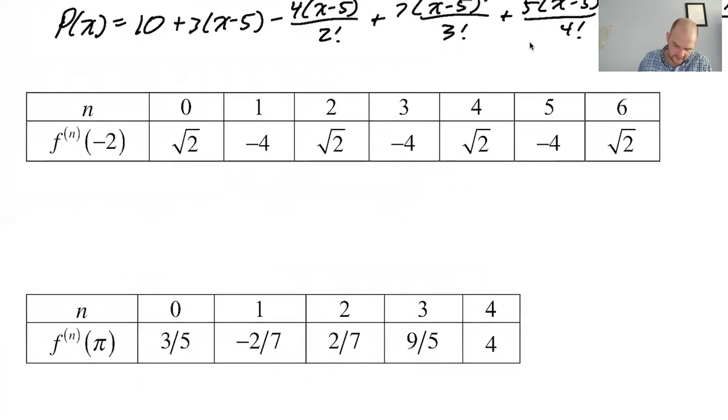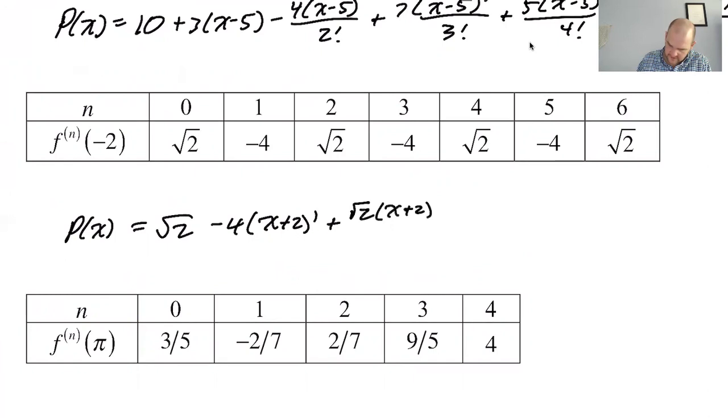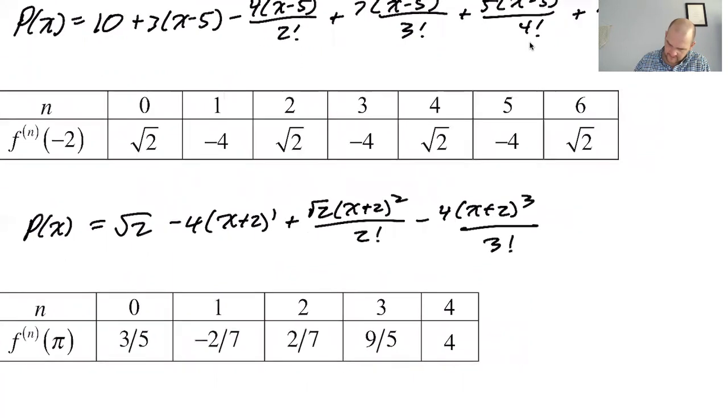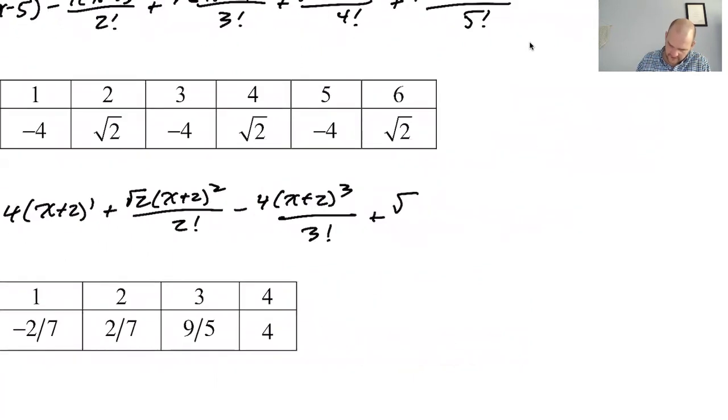This one's just going to look ugly because there's nothing you can really do. Polynomial, so you're just going to have root 2s. It's strange. X plus 2 first plus root 2 times (x plus 2) squared over 2 factorial minus 4 times (x plus 2) to the third over 3 factorial. I wonder what function this came from.